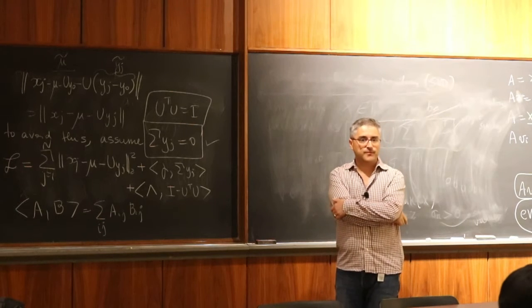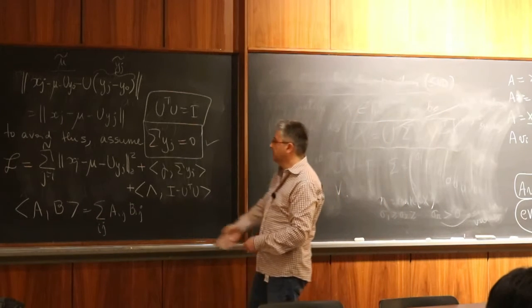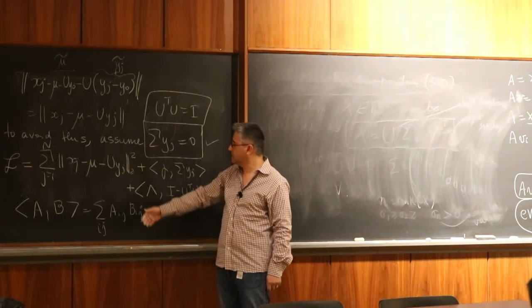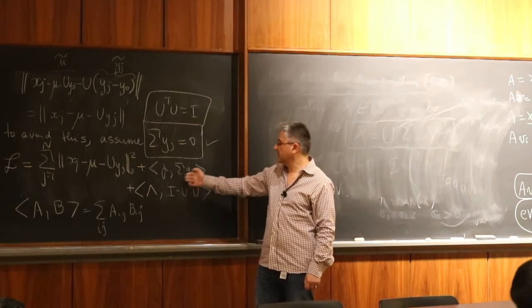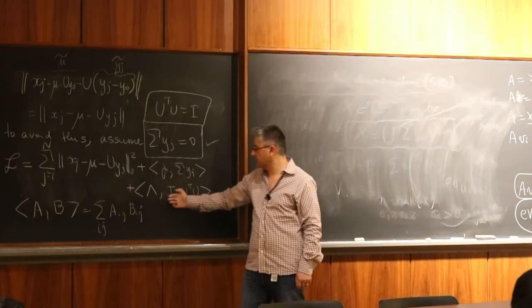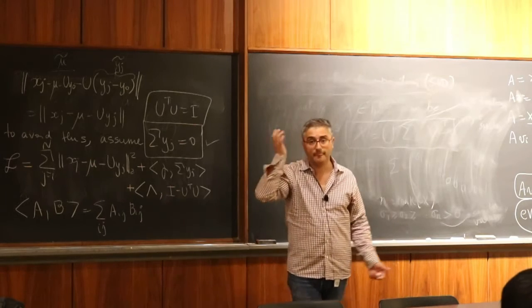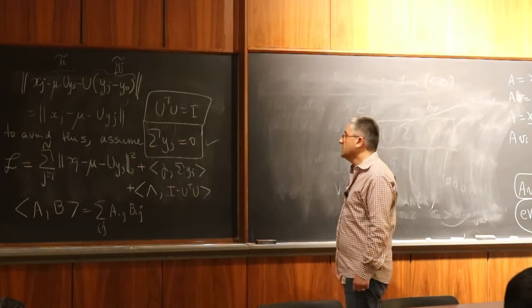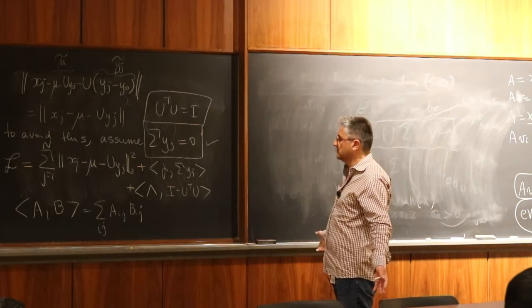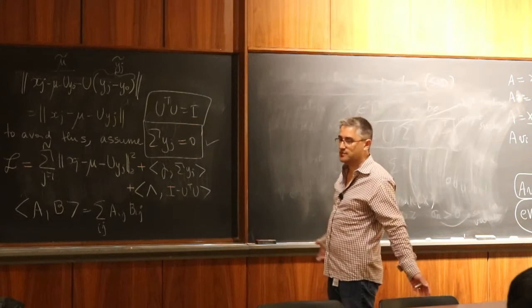Okay, are we clear now? We have minimize the sum of the square distance to the subspace plus Lagrange multiplier times this, another Lagrange multiplier times that. Good. So I need to now do the next step. Take the derivatives, set them to 0.